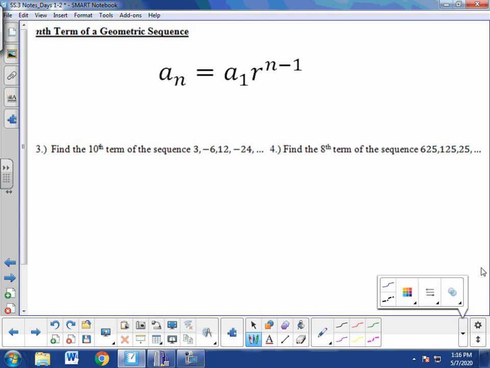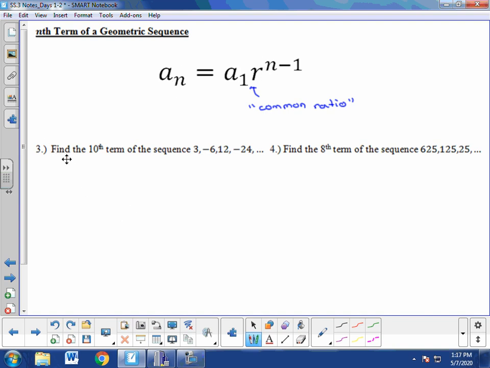So this is telling us a sub n is any term in the list. A sub 1 is the first term. r is the common ratio, so this is the number that's being multiplied to each term to get the next term. And then n is the number of the term that we're on. So if, let's say, we want to find the 20th term, a sub 20 would be our a sub n that we're looking for, and n would be 20.